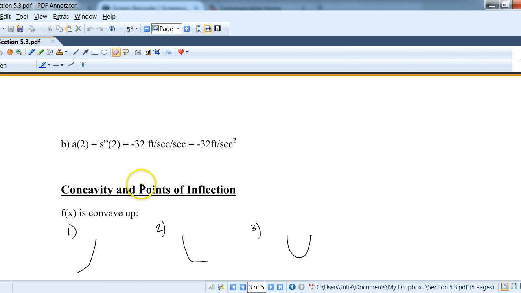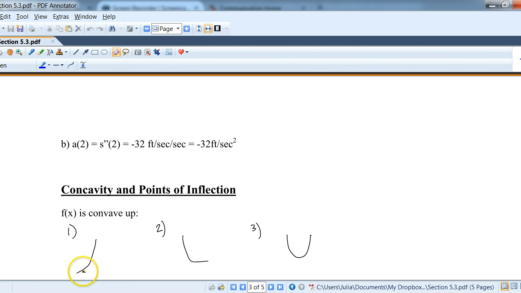Now, we'll learn to apply the second derivative to something called concavity. It's something about the graph that we're going to follow up on in the next section. How does the graph look? How does the second derivative affect the graph? We have two definitions, concave up and concave down. Let's focus on concave up first.